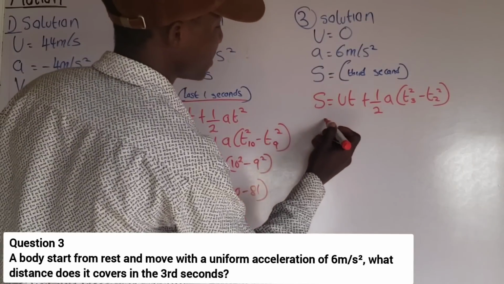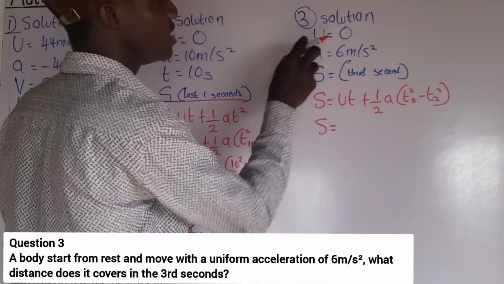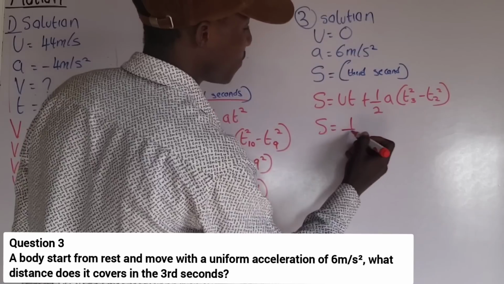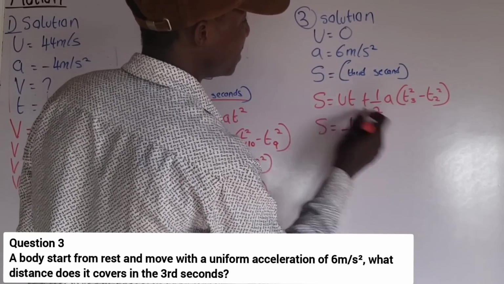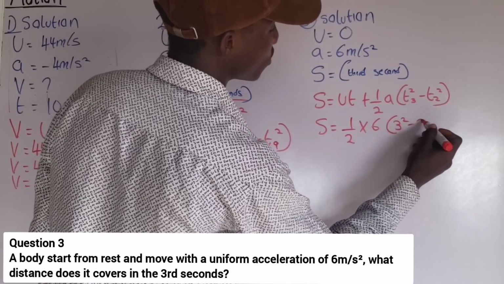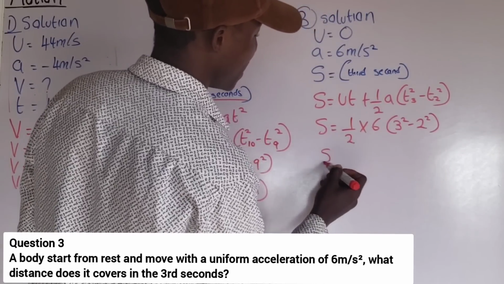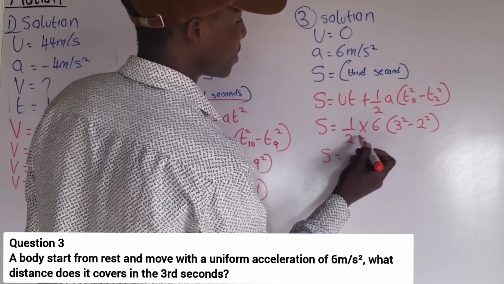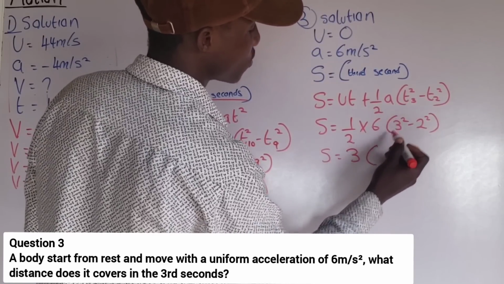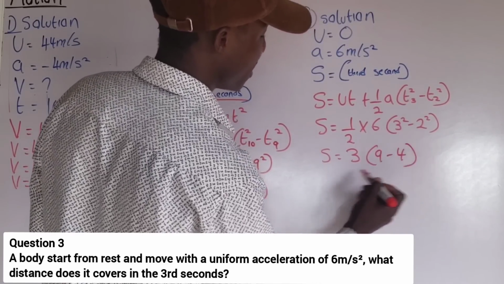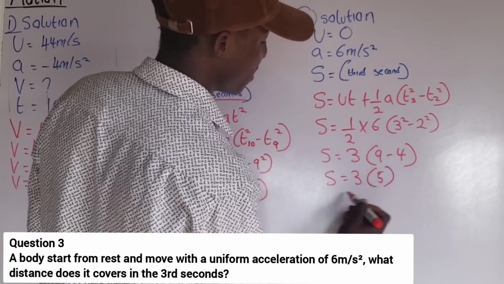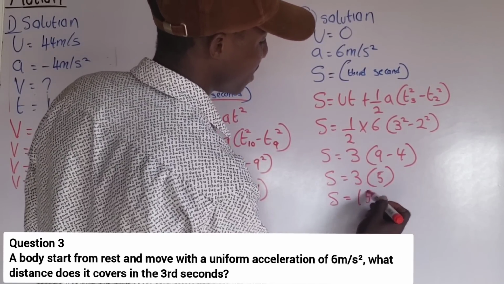Here I'm going to have s equals ut. Since u is 0, that means ut will be 0. You understand? So here I'm going to have 1 over 2 multiplied by a. a is 6. So I'm going to have 6 into bracket 3 squared minus 2 squared. Okay, so s equals 1 over 2 multiplied by 6. That is 3. 3 multiplied by 3 squared is 9 minus 4. Okay, s equals 3 multiplied by 5, s equals 15.